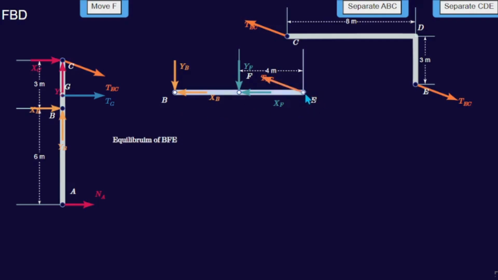Step 7. Solve for member BFE. Take moments about point E to find the vertical force at B. Use equilibrium in the vertical direction to find the force in the two-force member TEC. Finally, use equilibrium in the horizontal direction to find the horizontal force at B.